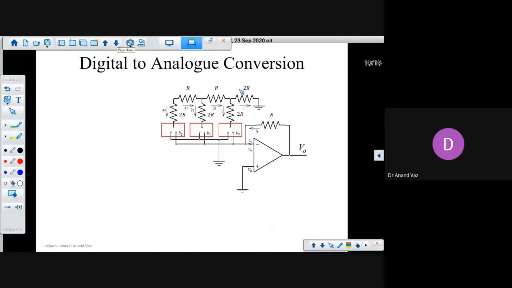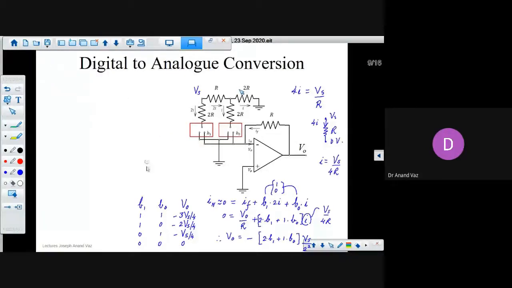If we add one more, now we will have 3 bits, and corresponding to this, we should have 8 levels. So Vs now will be having 8 levels. So we can have 8 levels between 0 and Vs. Okay.